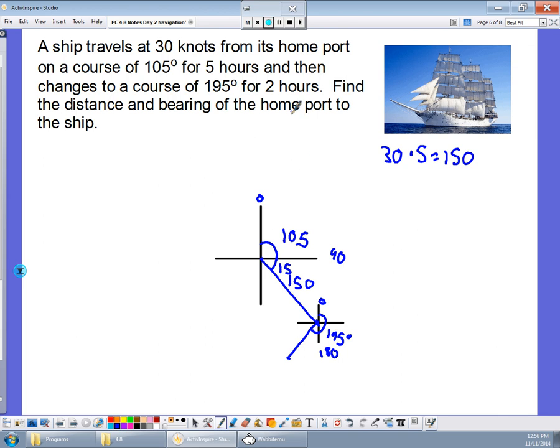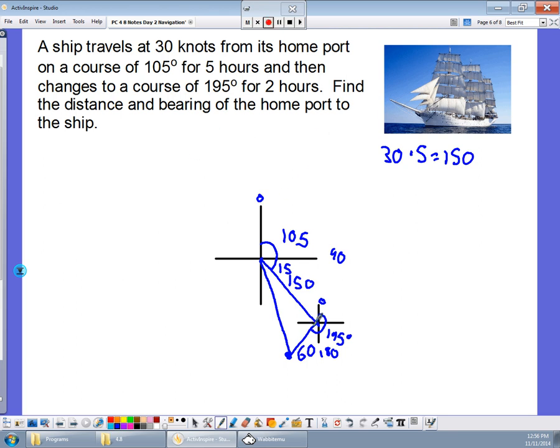And here it says for 2 hours, so 2 times 30 is going to be 60. So that's that distance there. So here's the resulting distance that it's gone from the starting point to here. And that's what I want to solve for. So it asks to find the distance and bearing from home port.